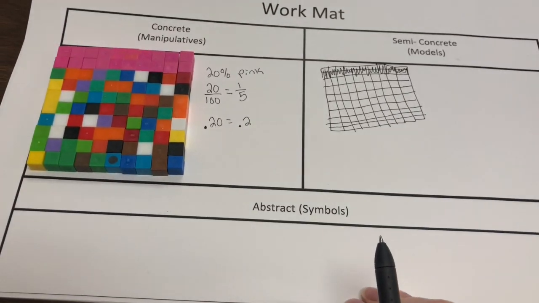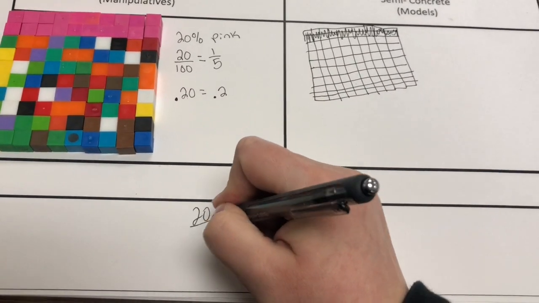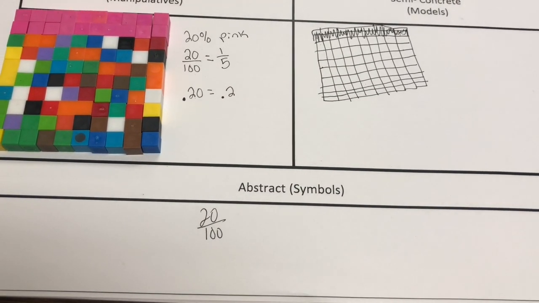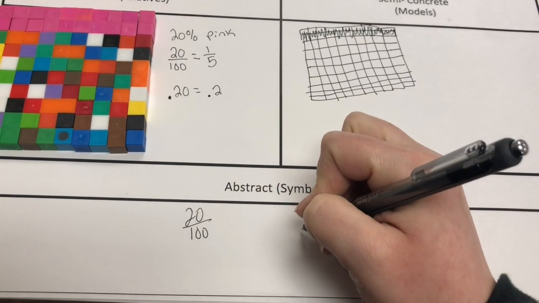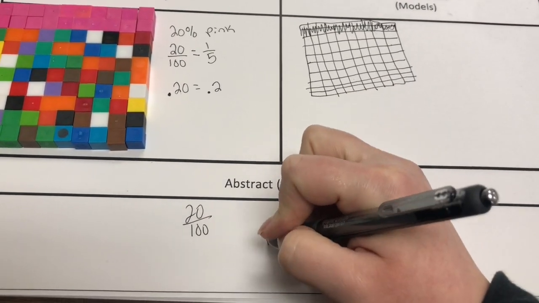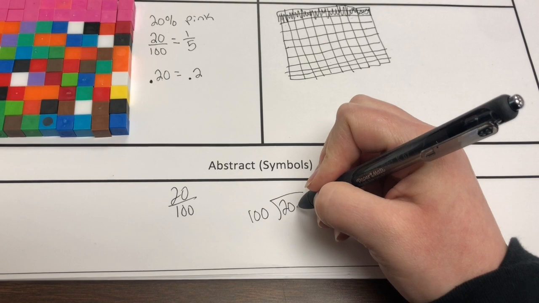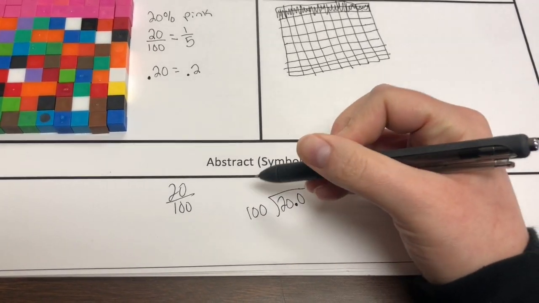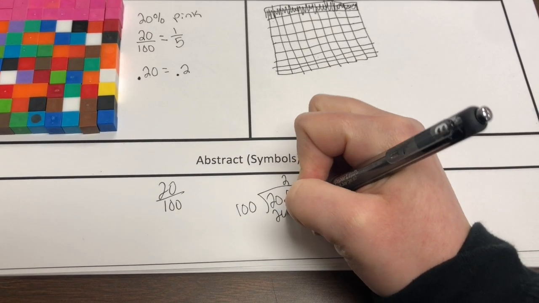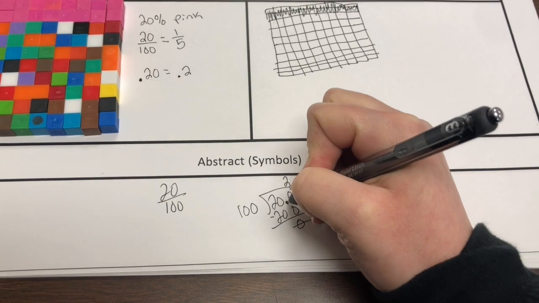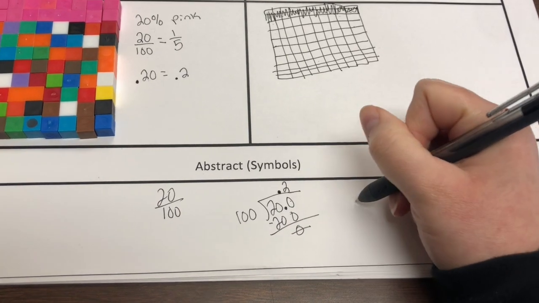Now, looking at the abstract and the symbols and all that, so if I started with, I know that 20 out of 100 is pink. To make that a percent, I can change that to a decimal by dividing my numerator by my denominator. I don't have enough numbers to divide 20 by 100, so I can add a decimal and another 0. And then how many times can 100 go into 200? 2 times. 2 times 100 is 200. Subtract, and I get 0. And don't forget, when you're dividing a decimal, you just bring your decimal straight up. So there would be my 2/10.